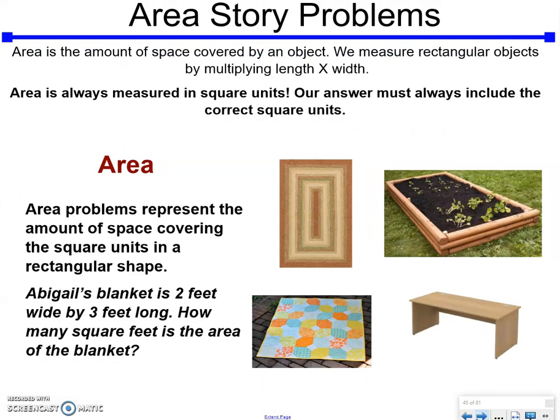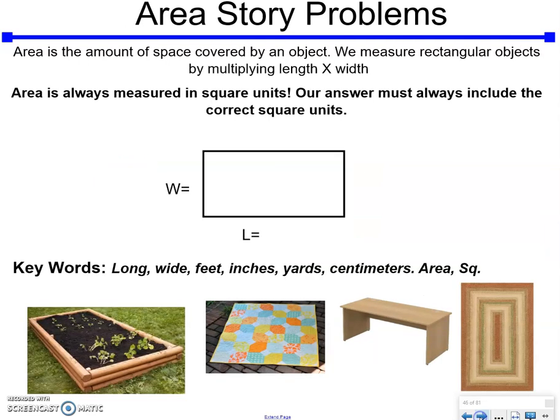So, to review from yesterday, area problems are problems that represent the amount of space covering the square units in a rectangular shape. How much space a rectangular shape is covering. For example, Abigail's blanket is 2 feet wide by 3 feet long. How many square feet is the area of the blanket? Key words we hear in an area problem might be long or wide or feet or inches or yards, some kind of length or distance, the word area, or square units of some kind.